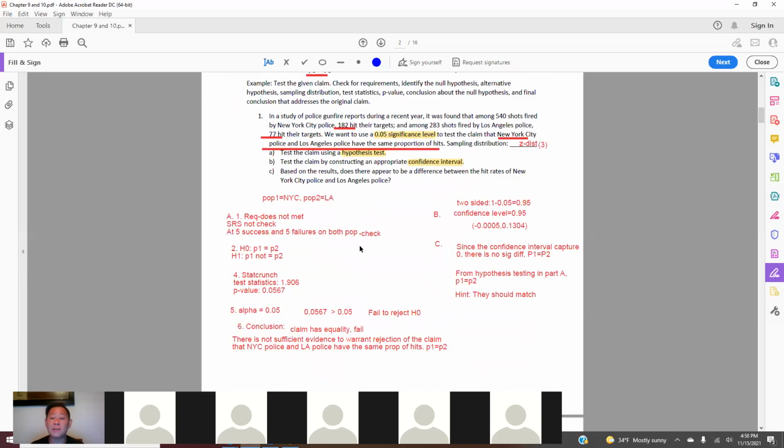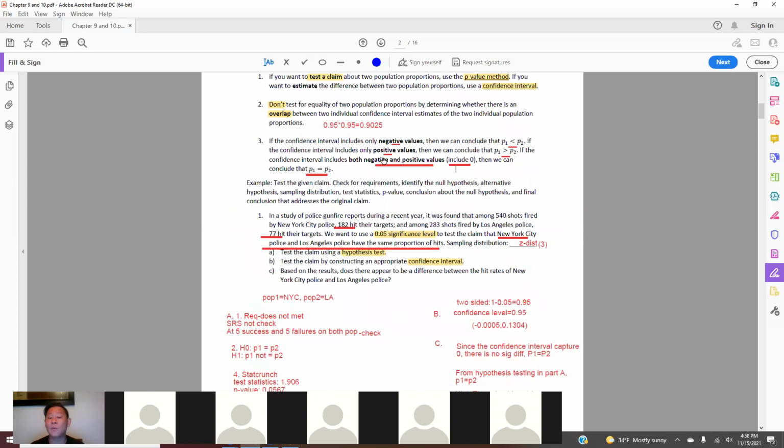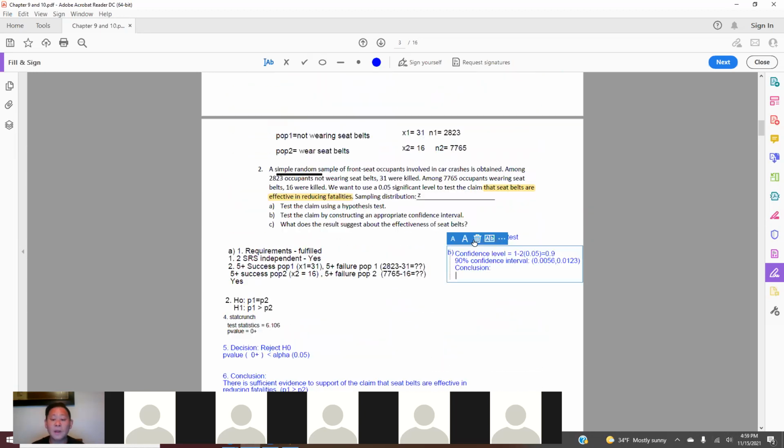So by looking at your confidence interval that you found here, these two values are what? Are they both positive? Are they both negative? Are they one negative, one positive? Yeah, both positive. So if they're both positive, what can you conclude? P1 is greater than P2. So the conclusion I just put down here: since the confidence interval values are both positive, we conclude P1 is greater than P2.